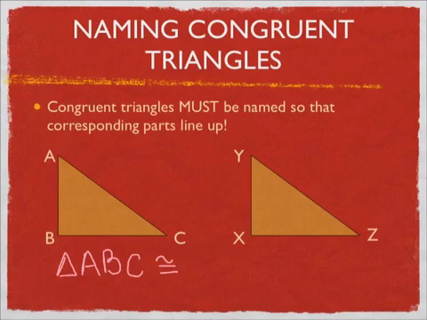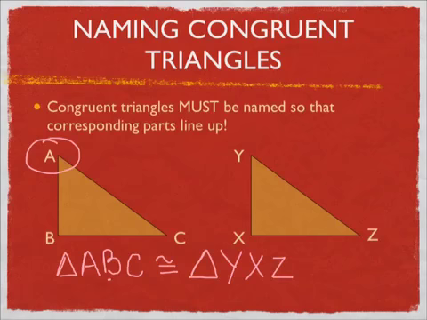So which letter is in the same position as A in the other triangle? Y. Yep. So this other triangle we need to name Y. X. And then we went to B, so over here we're going to have to go to X, Z. So it doesn't matter how you name the first one, but the second one has to match up with it.